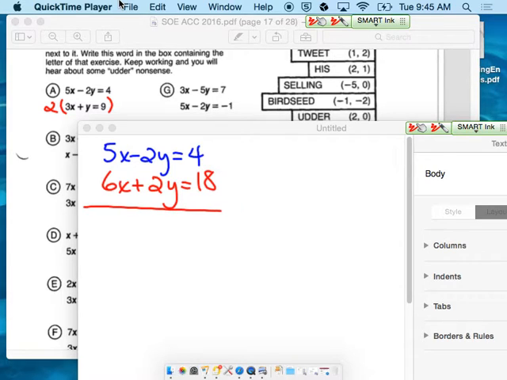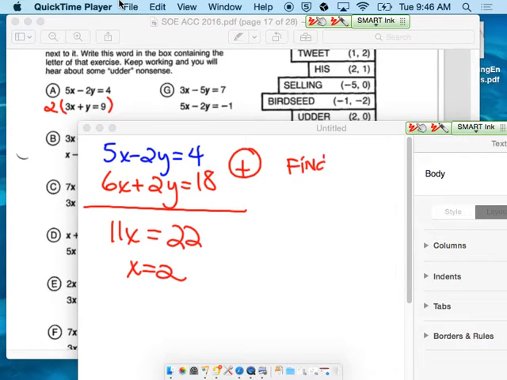And now I'm set up for my vertical addition. So I'm going to have 11x, y is going to eliminate, and then I'm going to have 4 plus 18 is 22. So therefore x is 2. And then I would go back to either original equation to find y. So now my job is to find y.